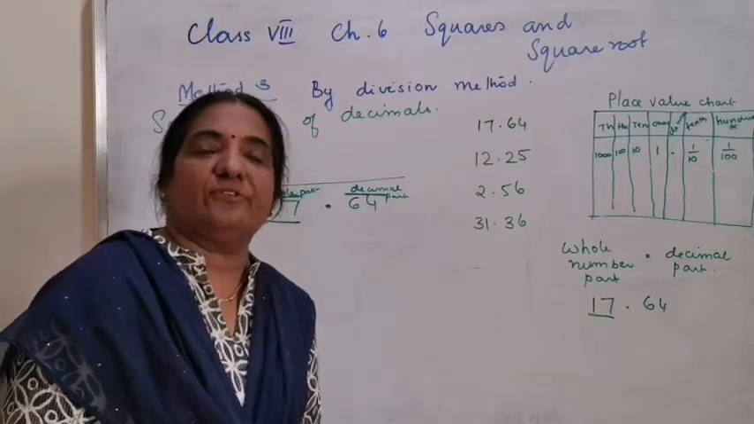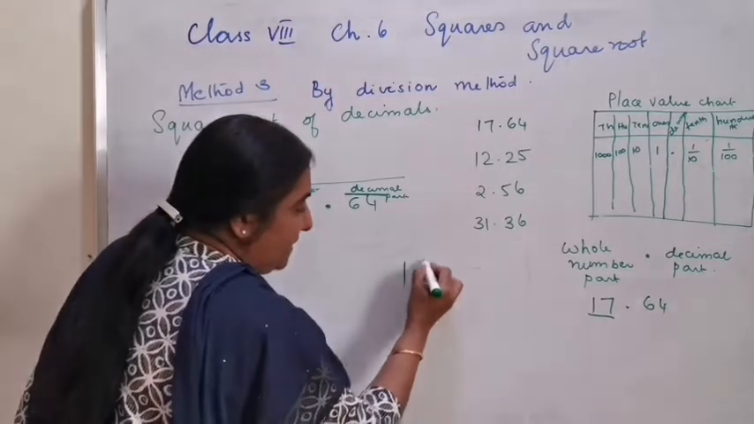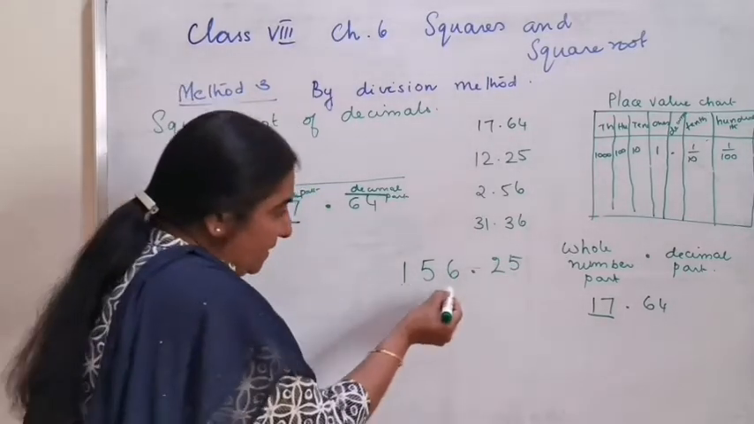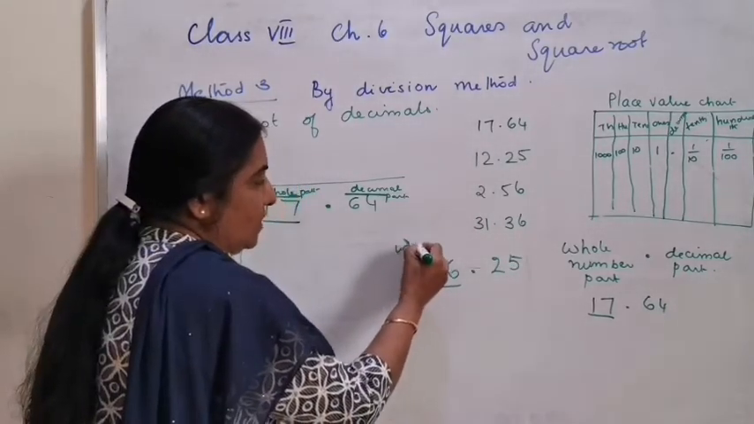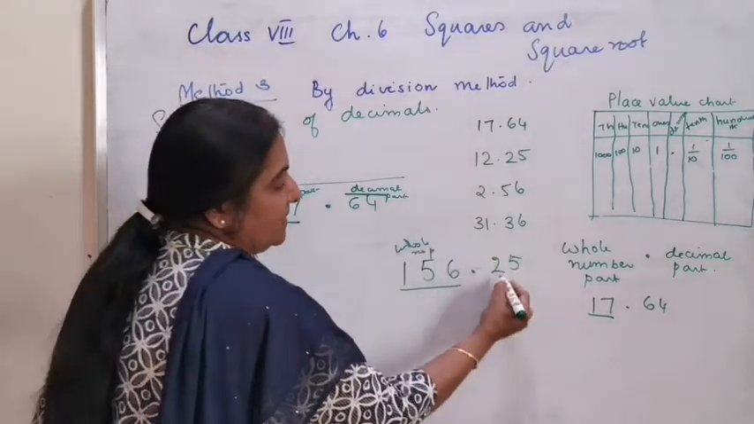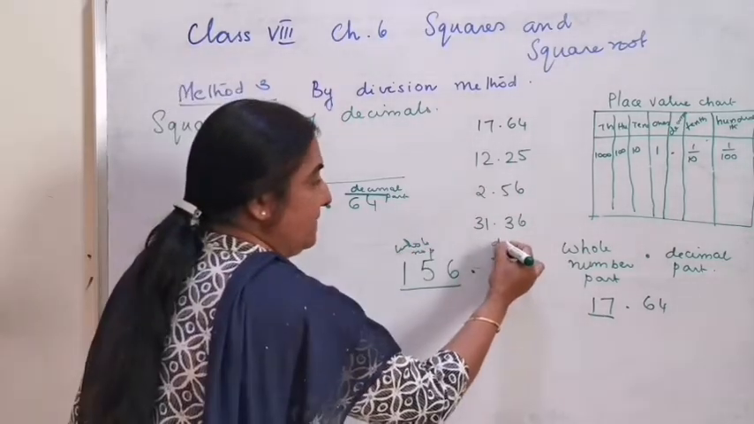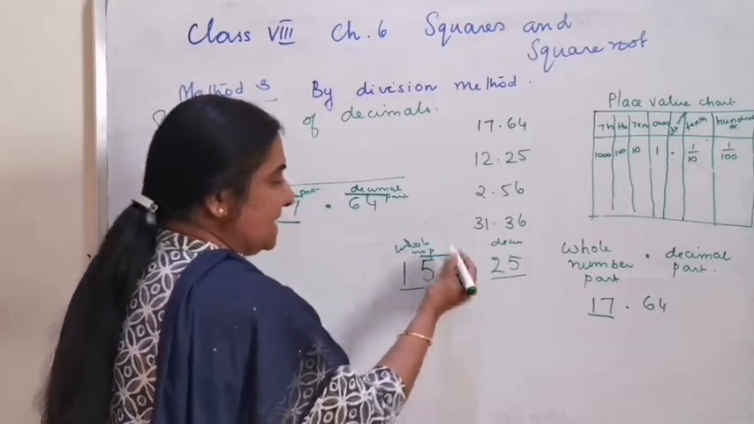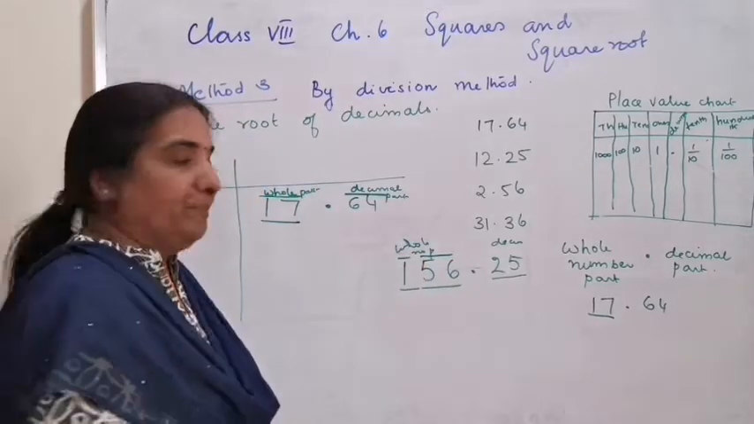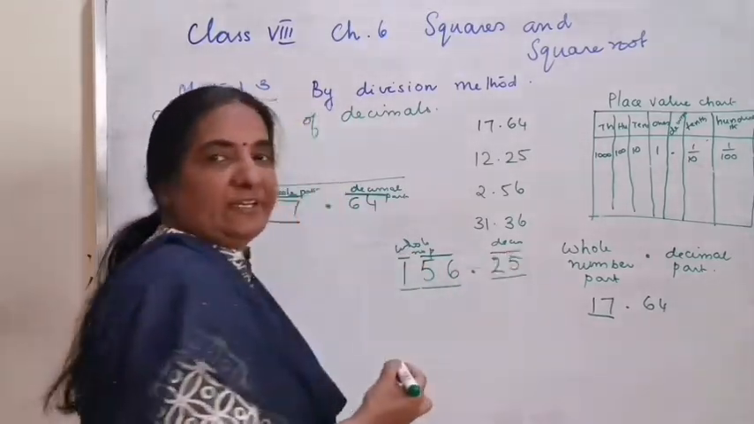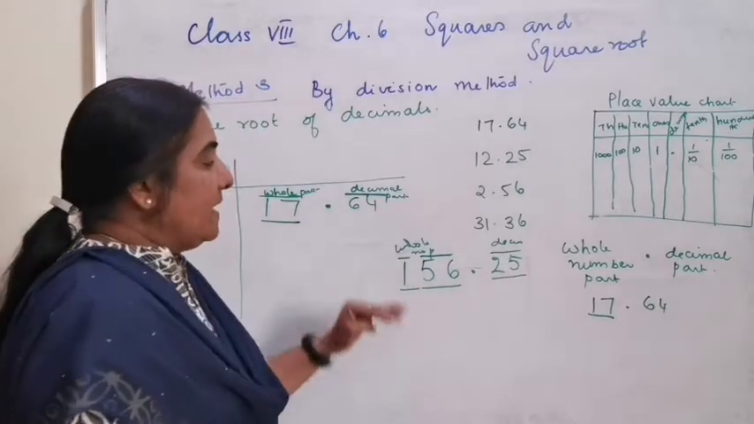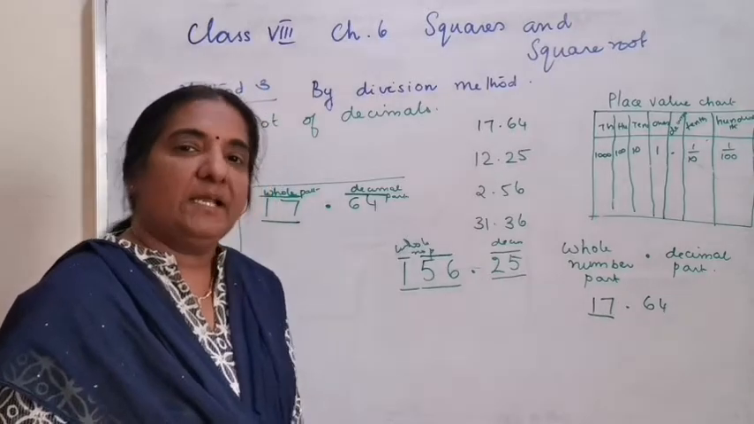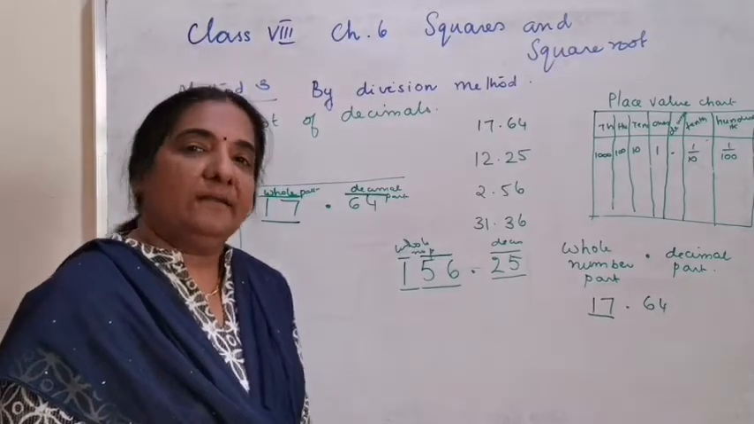Similarly, if you have to find out the square root of 156.25, 156 is the whole number part, 0.25 is the decimal part. The whole number part will be grouped as 56 and 1 and the decimal part 25. So the grouping only is different, the remaining steps are same as in the long division method of whole numbers.